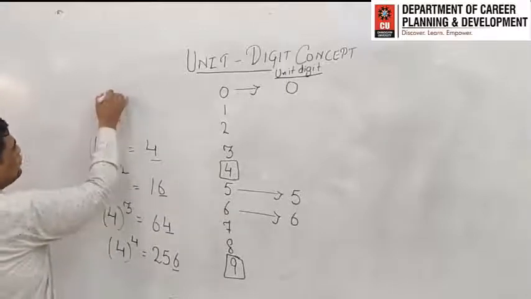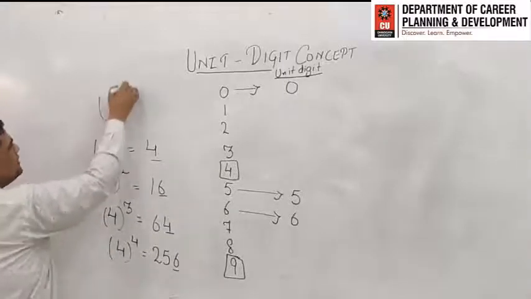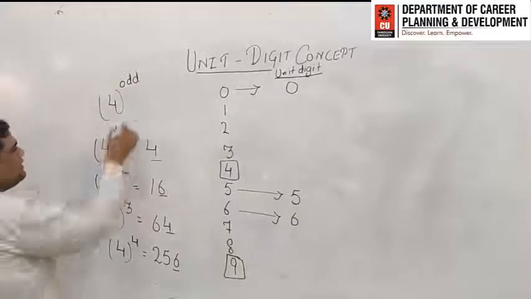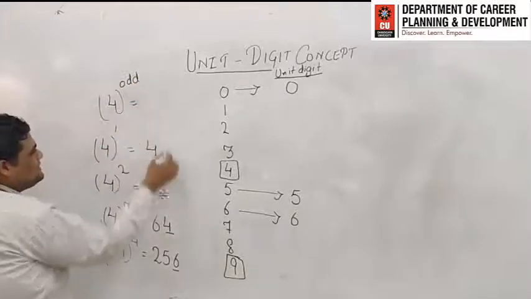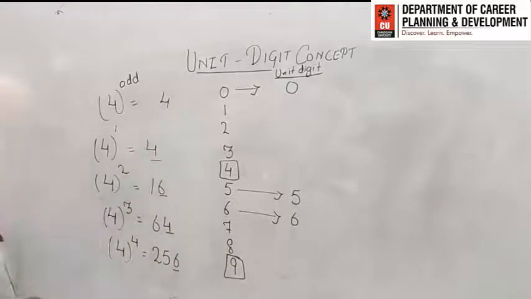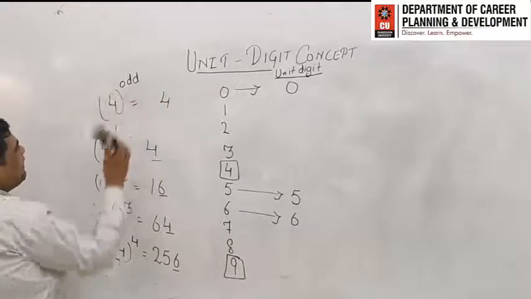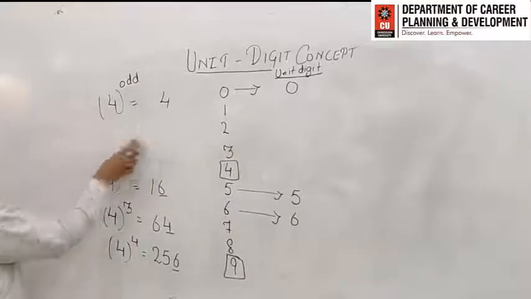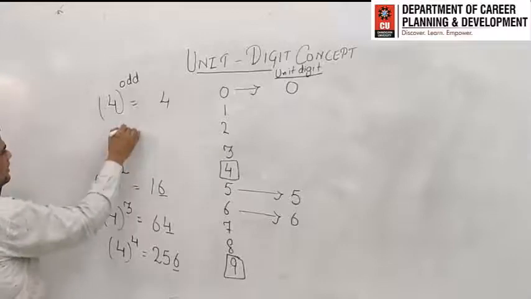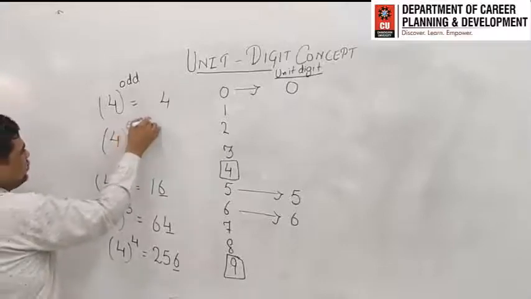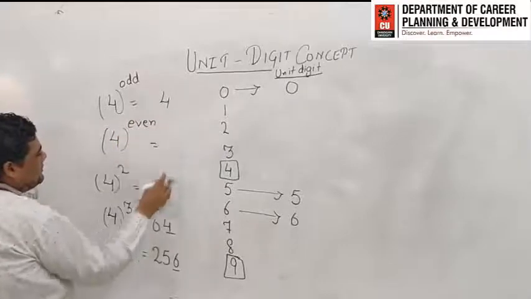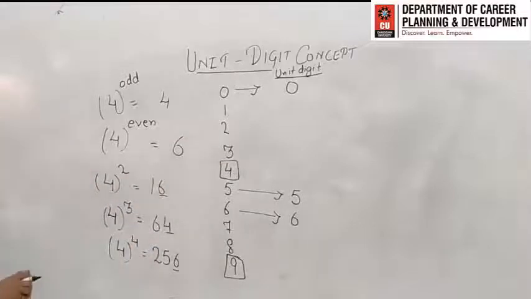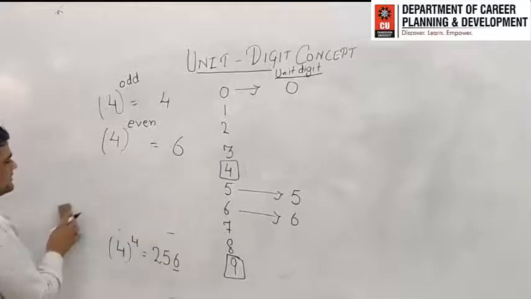So whenever the power of 4 is odd, then at the unit place it will be 4. And whenever the power of 4 is even, then the value at the unit place will come out to be 6.